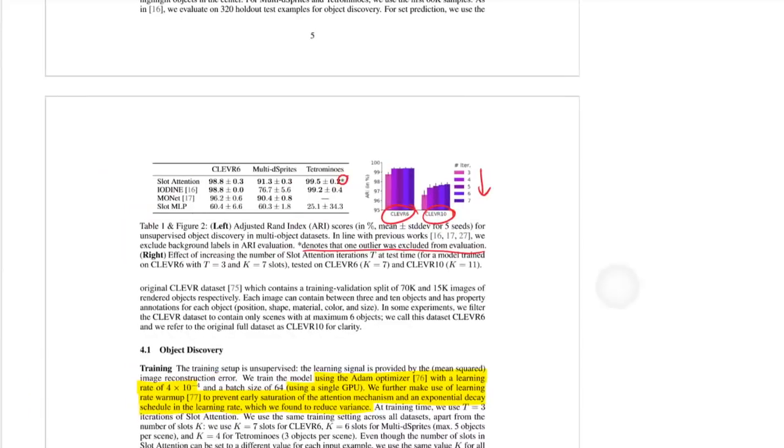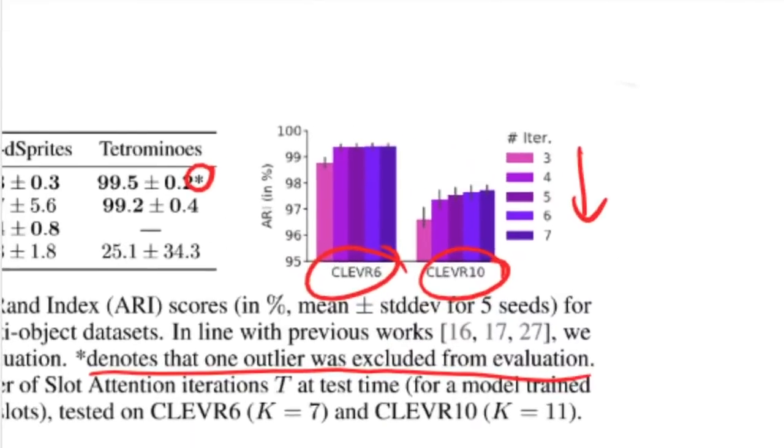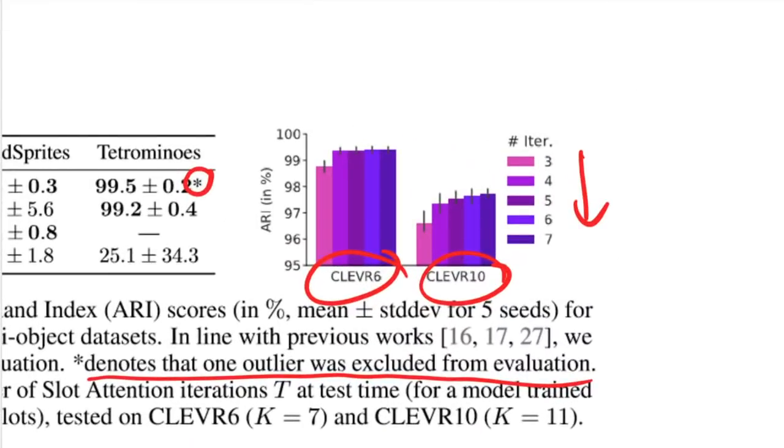And since the iterations themselves are refining these attention masks anyway, you might as well, at inference time, refine them some more. They have an ablation where they show that technically 2 or 3 iterations at training time gives them the best result.